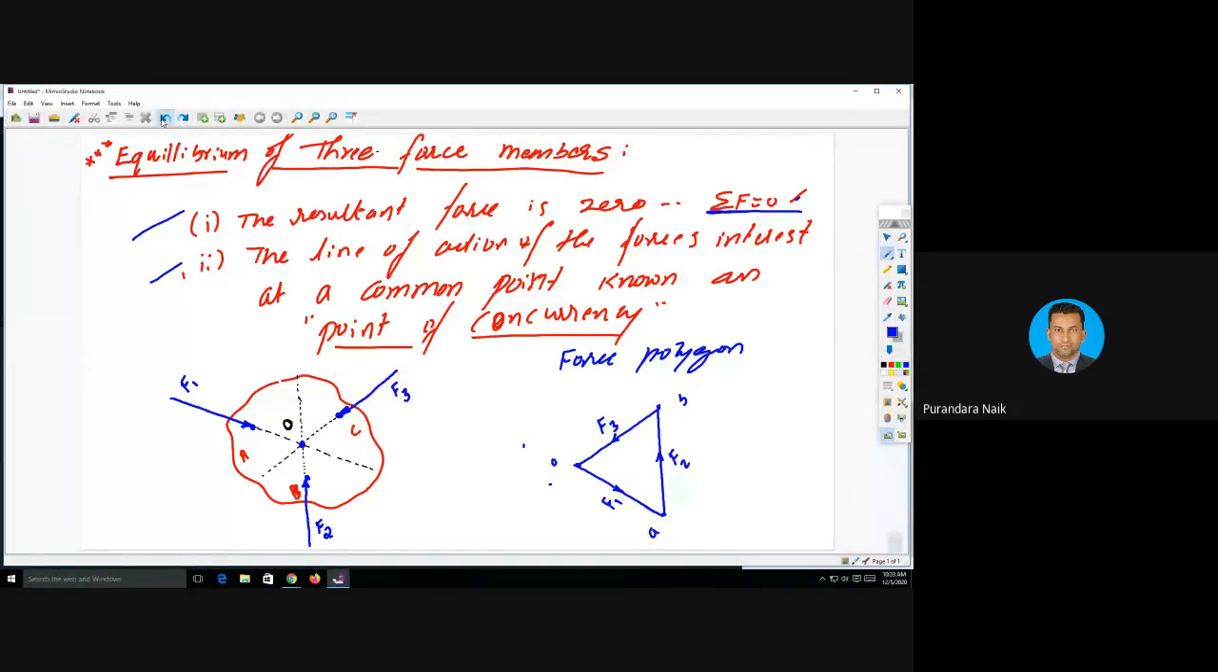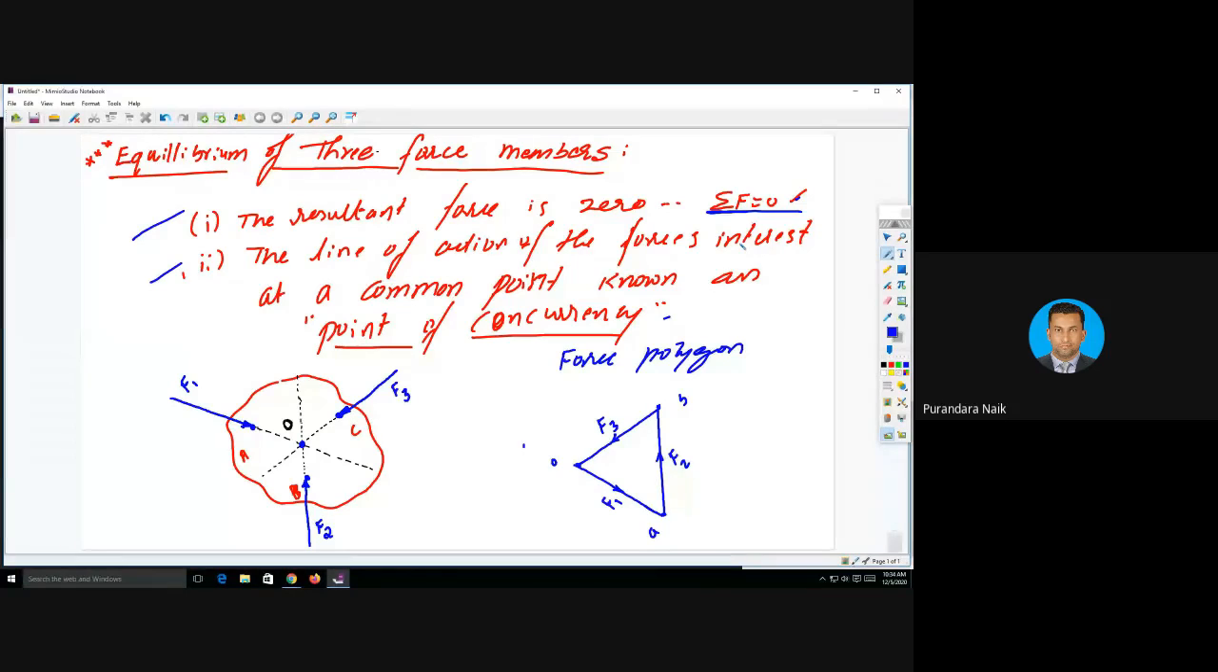So the second condition should be satisfied in a graphical method. The first condition can be satisfied with the help of the analytical method. Analytical method means you need to split F1, F2, F3 into horizontal and vertical components. You add the vertical components and add the horizontal components. Then we get the horizontal component and vertical component, and you can find the resultant. Resultant is equal to the square root of vertical component squared plus horizontal component squared, and the angle theta is equal to tan inverse of FV by FH. So you can go for that method also to satisfy the first condition.